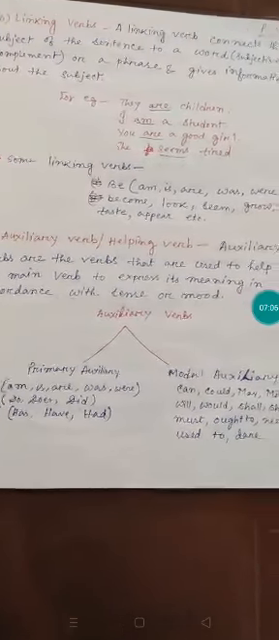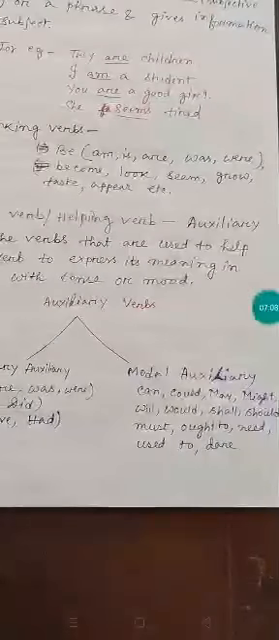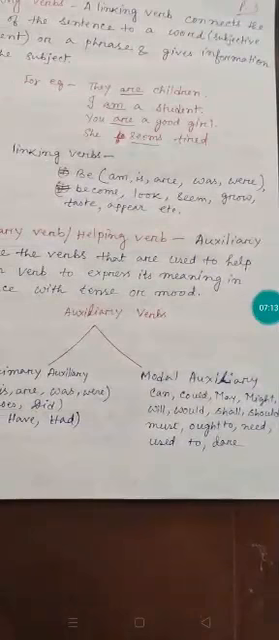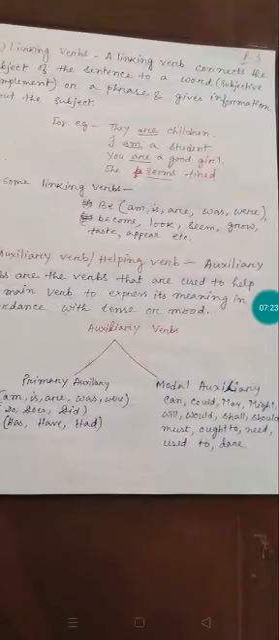Coming to the modal auxiliary verbs. So in the modal auxiliary verbs, you all know already. Then also I am saying can, could, may, might, will, would, shall, should, must, ought to, need, used to, dare. These all are called modal auxiliary verbs. So together, primary auxiliary and modal auxiliary make the auxiliary verbs.